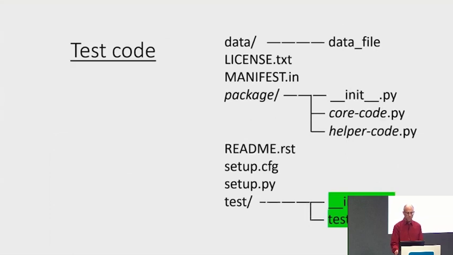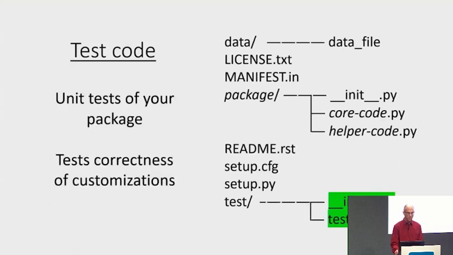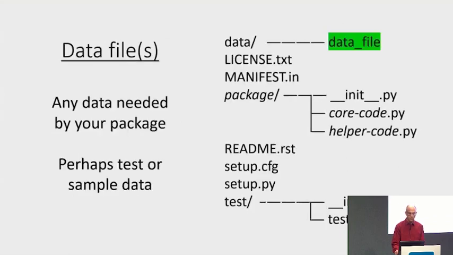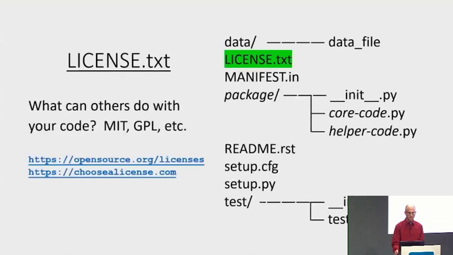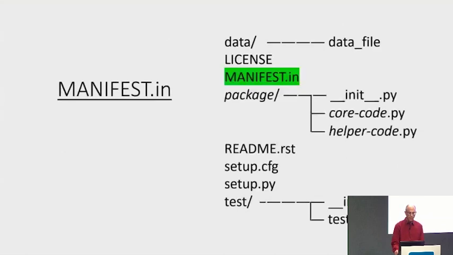So then there's test code. Make sure that you can customize the package and test it to see if you broke it. There's a data file that you could put in if you need, perhaps test or sample data. There's a license, you know, the open source license. There's two URLs that are handy for picking which one you want.